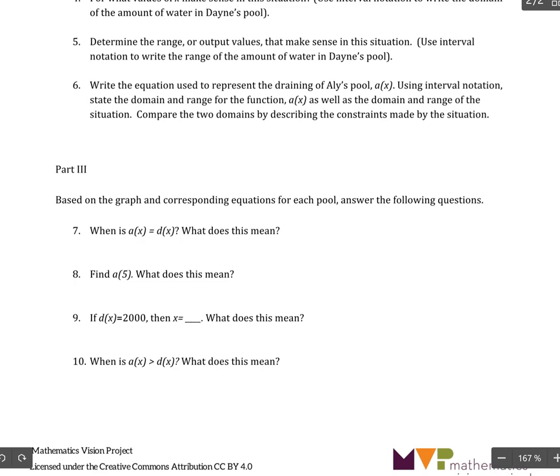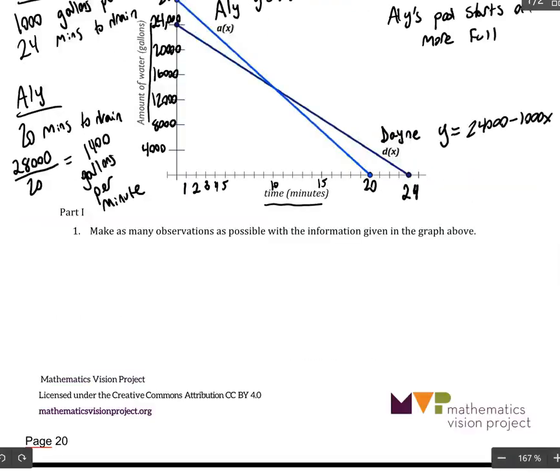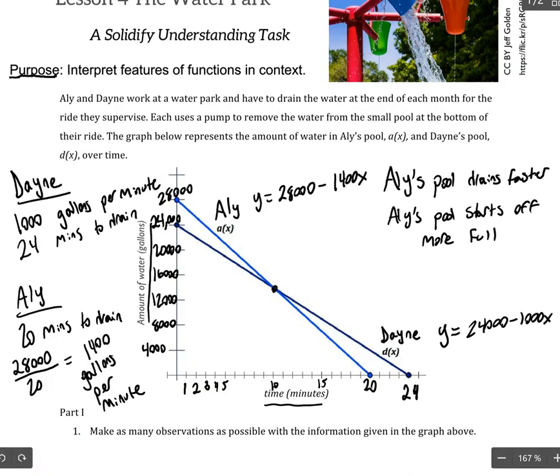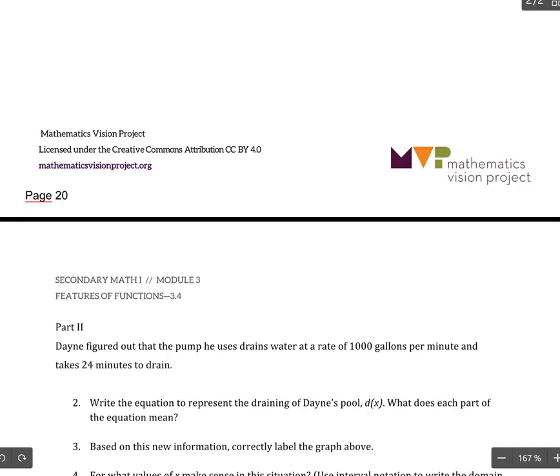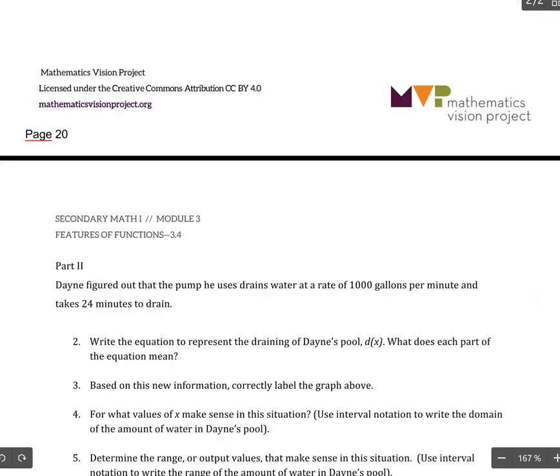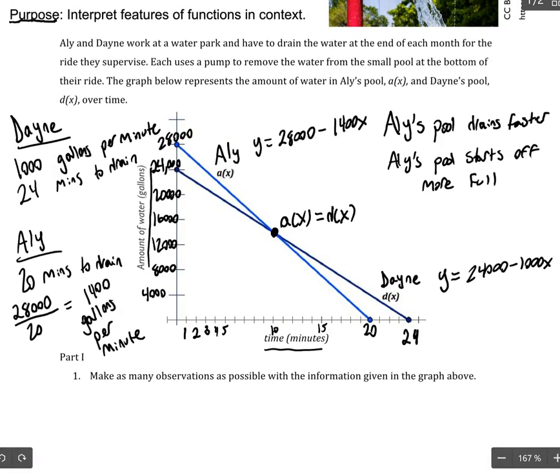So it says, when A of x equals D of x, what does this mean? So first of all, let's look at the graph and see when does A of x equal D of x. So that's right there where the two functions intersect. A of x equals D of x. So what does that mean in context? That tells us the time at which the pools will have the same amount of gallons in them. And so let's find out specifically what time that's going to be. And I can see visually, it looks like that point is going to be 10, 14,000. But let's just verify that.